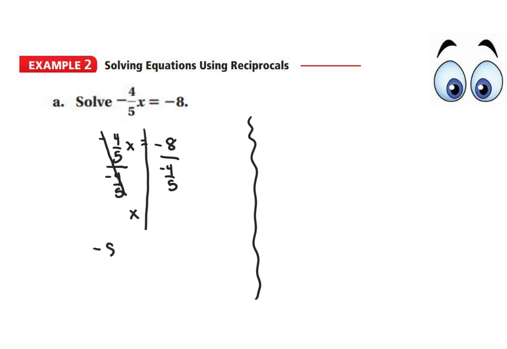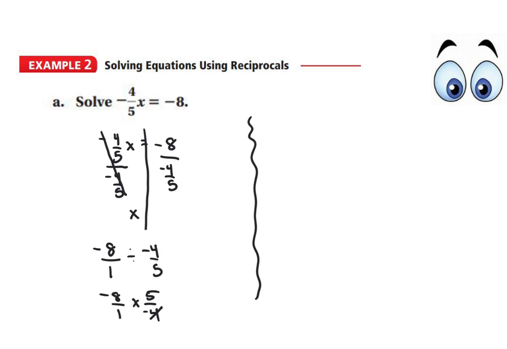So we're dividing fractions. Negative 8 is negative 8 over 1 divided by negative 4/5. We know when we're dividing fractions, we keep the first fraction and then we multiply by the reciprocal, which is 5 over negative 4. Here we can cross simplify.